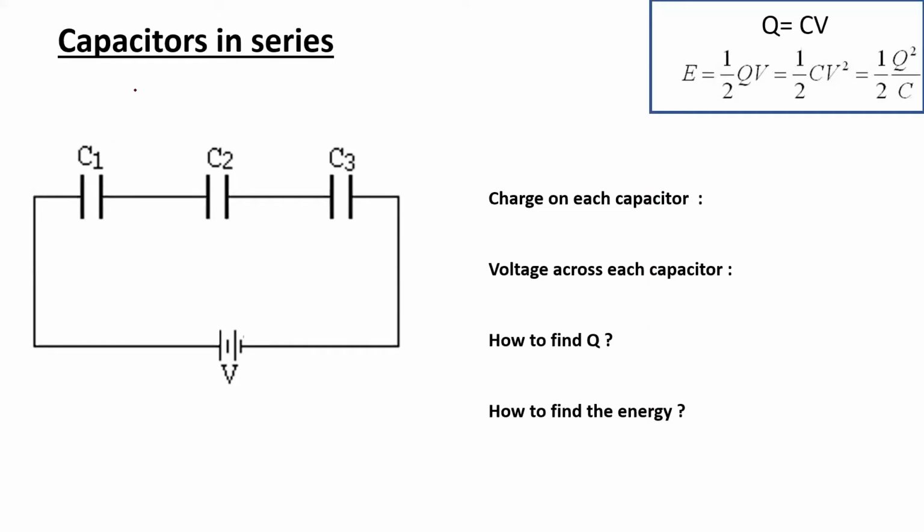Just like in resistors, when we have combinations of capacitors, we can write the equivalent capacitance. Equivalent means here these three capacitors are in series. What is the capacitor that we can write or draw instead of all the three? It is your equivalent capacitor.